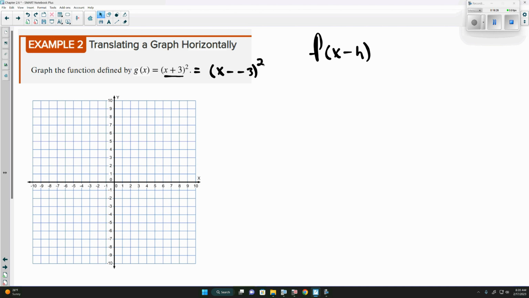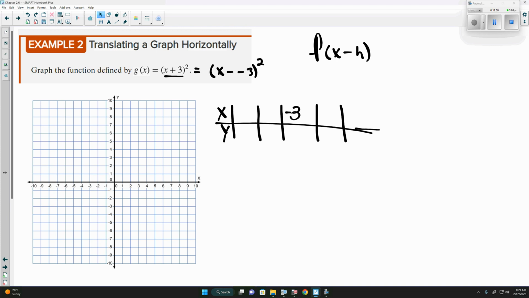So what that tells us also is that our vertex is at 3, because the vertex for any quadratic starts at the point 0, 0, and we can move it left, right, up, down that amount. So here it says it moves 3 units to the left. So our vertex is at negative 3.